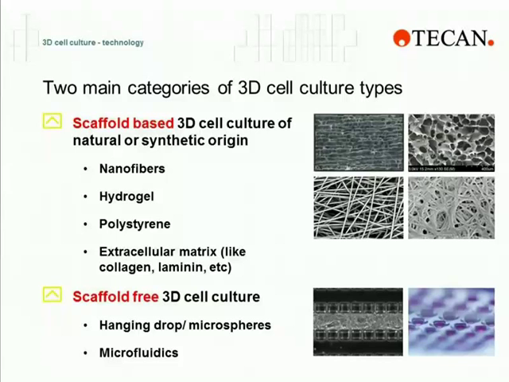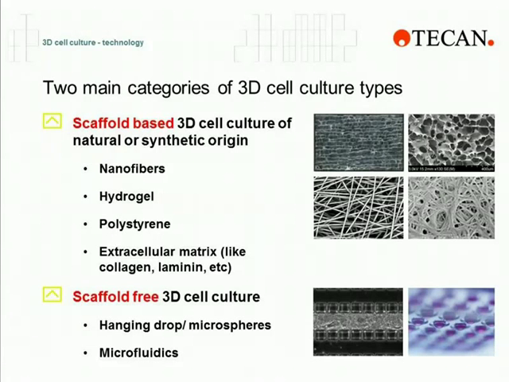So how can you realize a three-dimensional growth of cells in culture? Basically, there are two major approaches. The first approach is the so-called scaffold-based approach, and as the name already says, these technologies use a scaffold to force the cells growing in 3D.